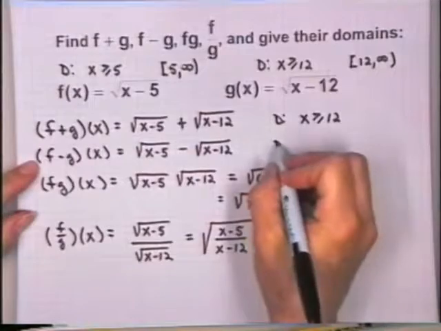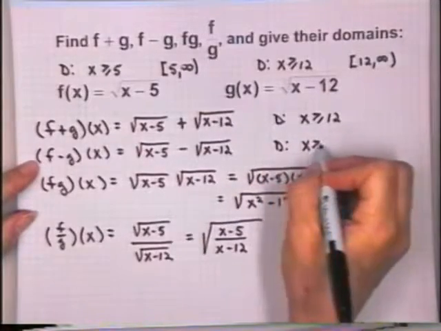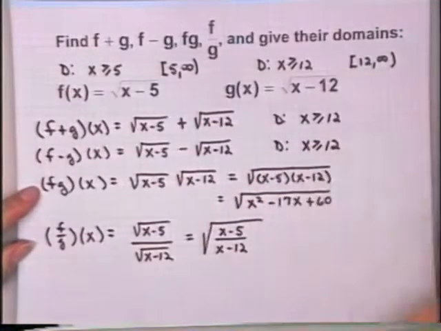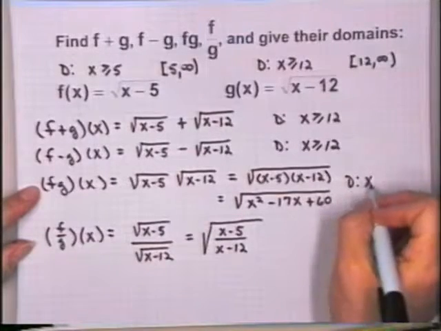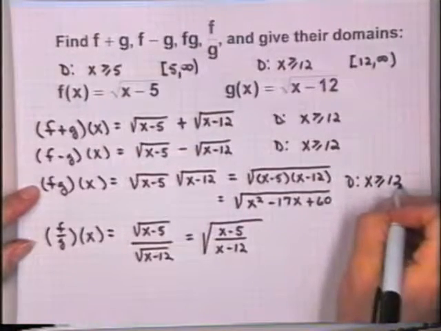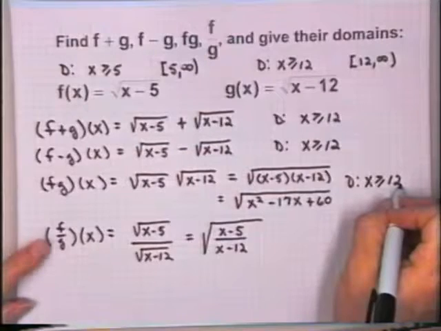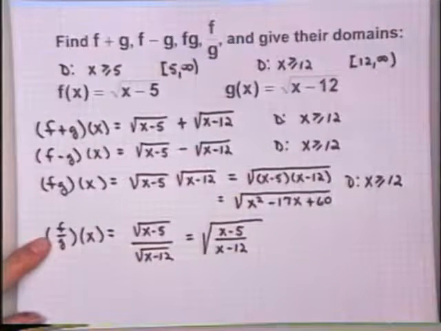For f minus g, domain x is greater than or equal to 12. For the product, domain x is greater than or equal to 12. Now, what about this quotient? Is anything going to be different for our quotient?